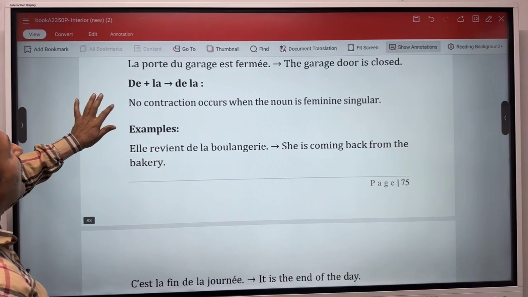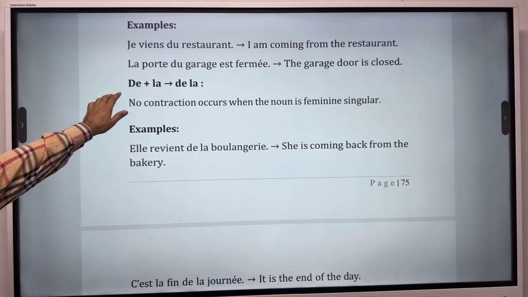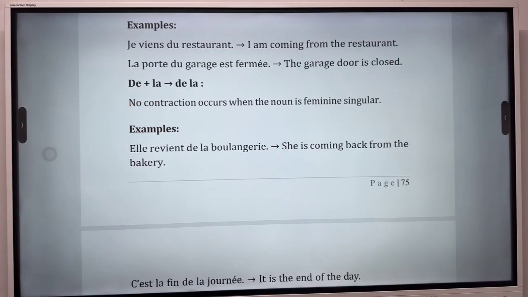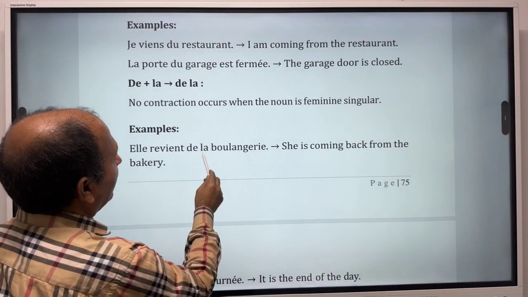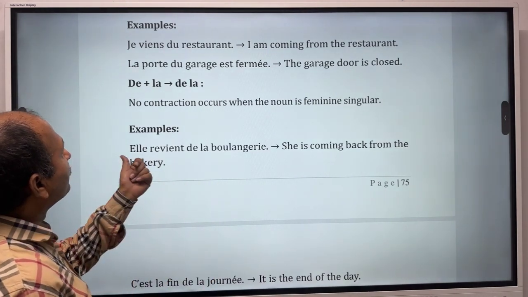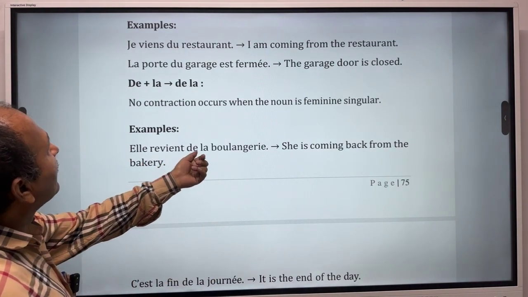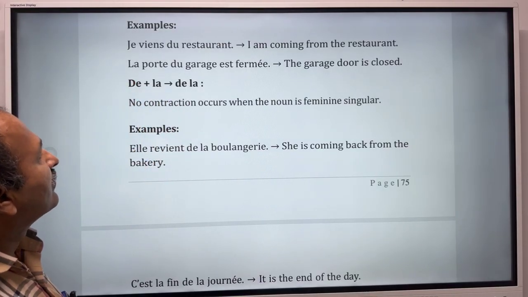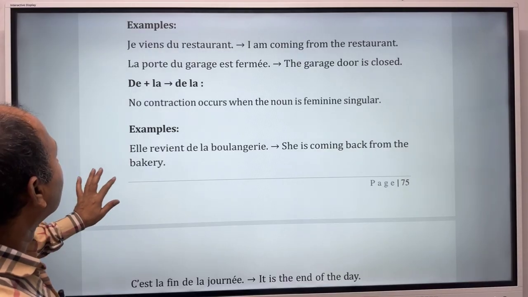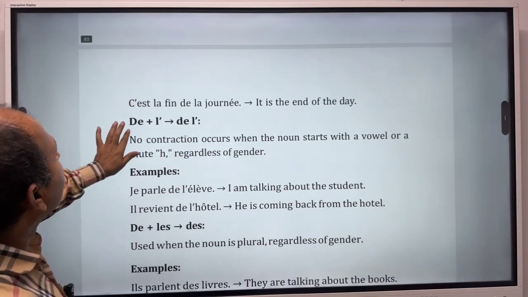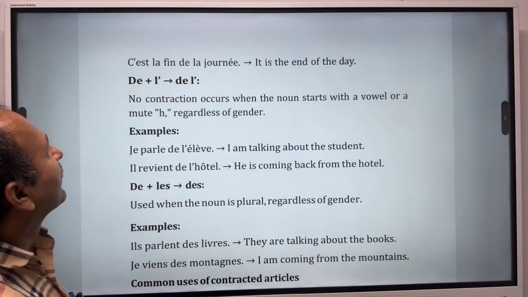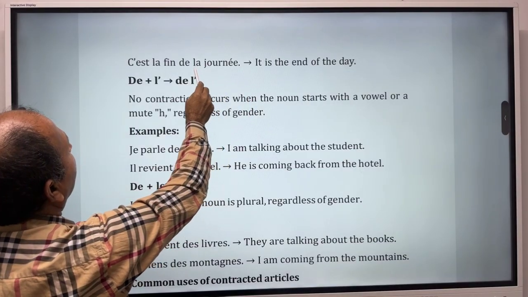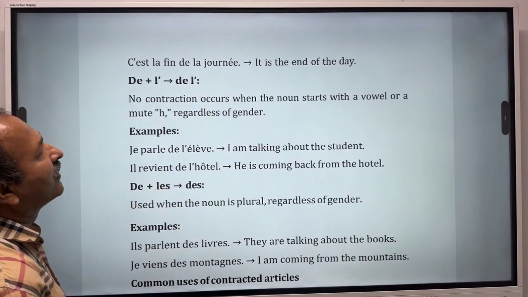Next one is de la. For words that take the article la, suppose boulangerie, it will take la before it, that is why it combines with de, so it becomes de la. There is no contraction, so it will remain de la. Elle revient de la boulangerie. She is coming from the bakery. Another example, c'est la fin de la journée. Journée is feminine singular, so its article is la, so it becomes de la. It is the end of the day.